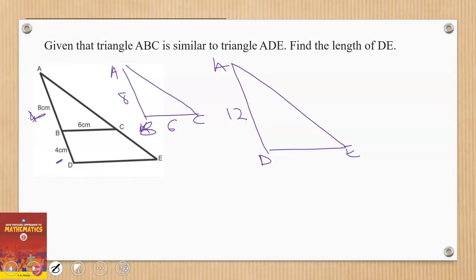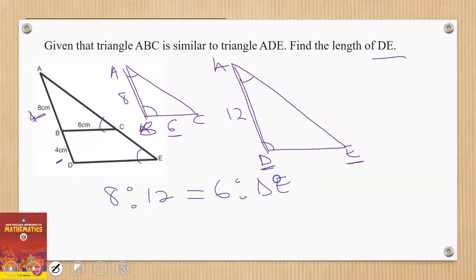And then so that is that. That's all we have now. Now the question wants us to find DE, and this is where we have D and E. Now we know that if the two are similar, then it means the angle here is equal to this angle, and both of them have this angle being equal to that, or A also being equal to this A. So we can say 8 is to 12, that the side here is to the side here, and that should be equal to the side here, which is 6, also is to the DE that we want to find. Okay, so I can now say 8 over 12 is equal to 6 over DE.